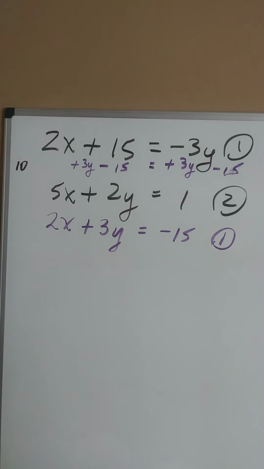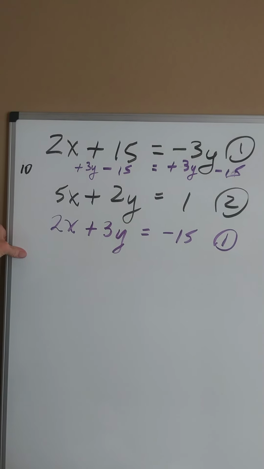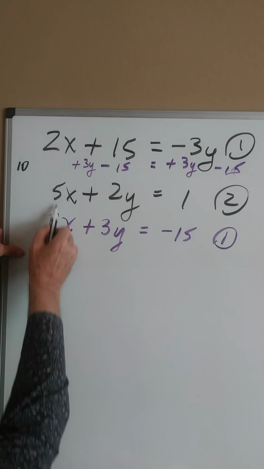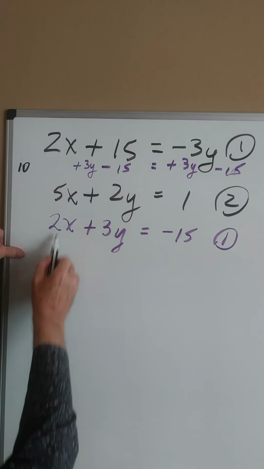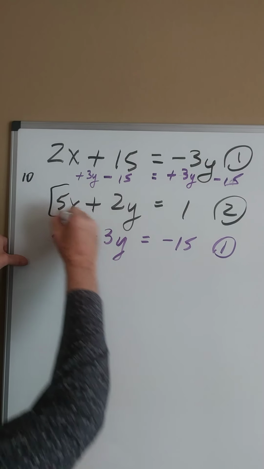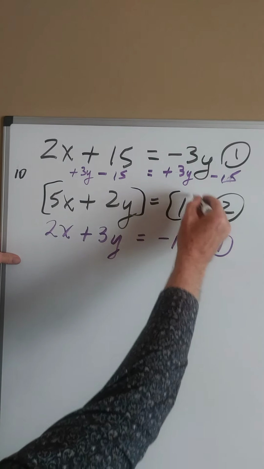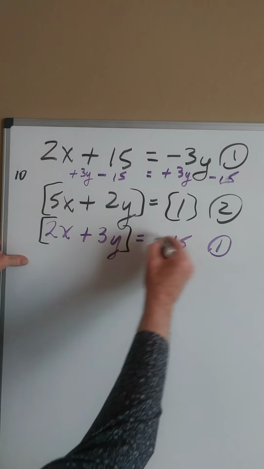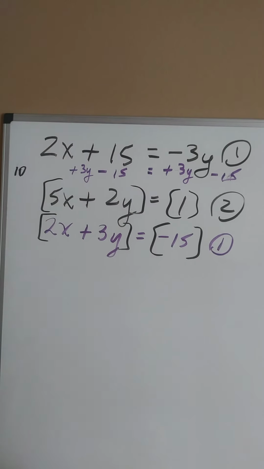When that happens, here's my suggestion to you. It's not a demand, it's a suggestion. I would always get rid of the front variable term. In most cases, I would get rid of the x. You tuck the left and the right of number 2, and you tuck the left and right of number 1.